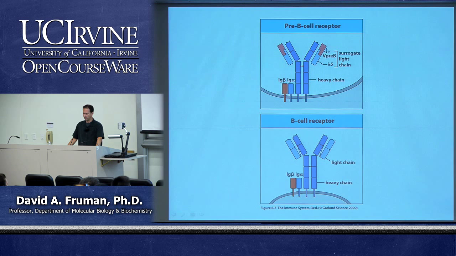Two other proteins are also involved in stabilizing the heavy chain and directing it to the cell surface, and these are known as Ig alpha and beta. I believe I referred to them earlier on, as they're involved in signal transduction. It's not clear from this diagram, but they have much longer cytoplasmic tails, and so they interact with intracellular proteins to direct B cell signaling.